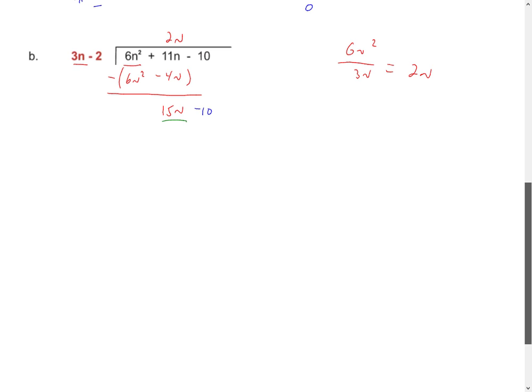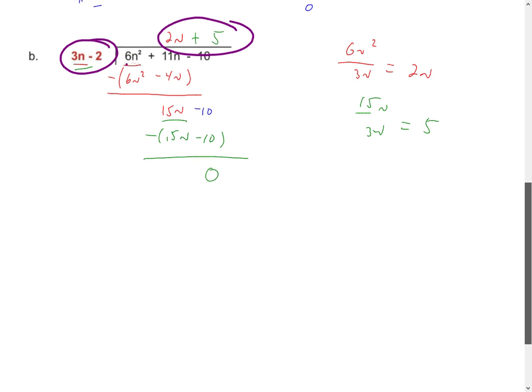Divide the front by the front, so now it's a 15n divided by 3n, and that's a positive 5, so you do want that plus sign there. 3n times 5 is 15n, negative 2 times 5, negative 10, and when you subtract, you get 0. Okay. So 2n plus 5. Again, don't lose track of the fact that 3n minus 2 times 2n plus 5 does give you the 6n squared plus 11n minus 10. Okay, so just one step at a time.